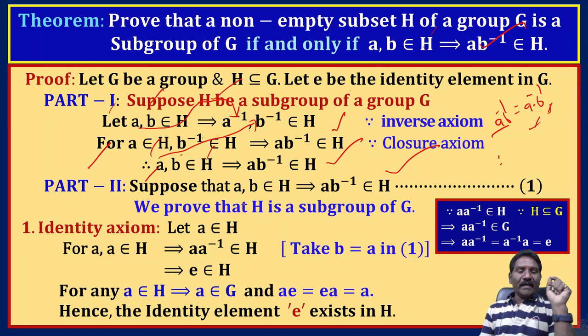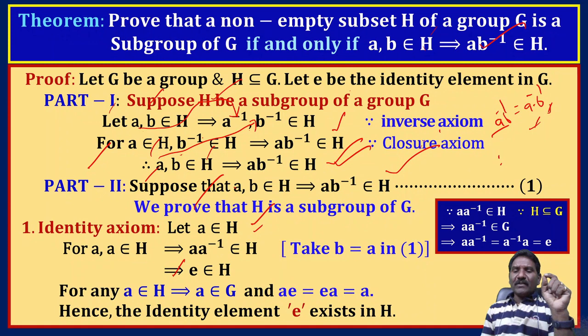First one is identity axiom. Let A belongs to H. Take one element, A belongs to H. By using 1, A, B belongs to H gives AB inverse belongs to H. Take B equal to A in 1. A, A belongs to H gives AA inverse belongs to H. Using 1, A A inverse belongs to H.